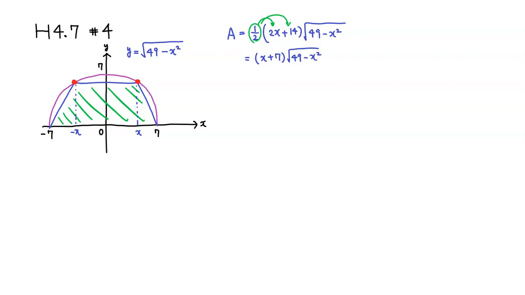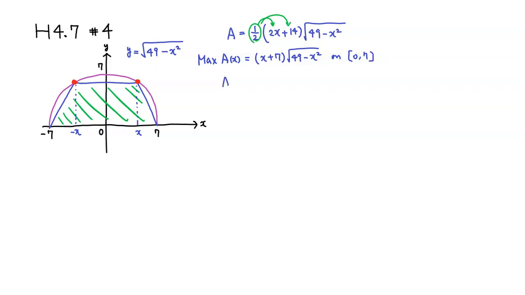All right, so we want to maximize this area function A of x on the interval where x is between 0 and 7, so I'm just going to do 0 and 7. All right, so let's find the derivative.